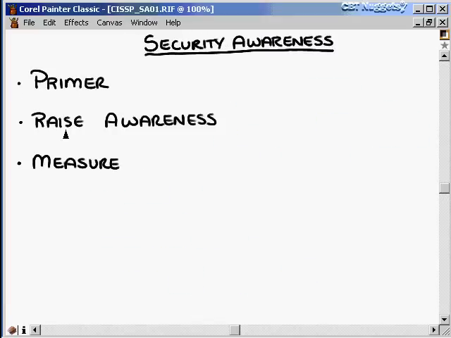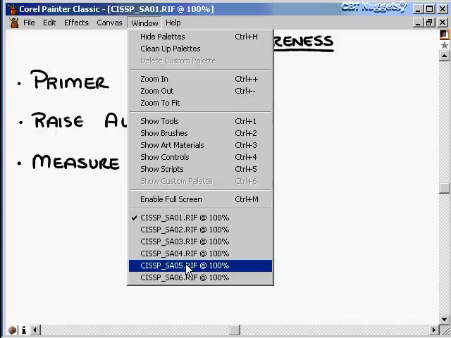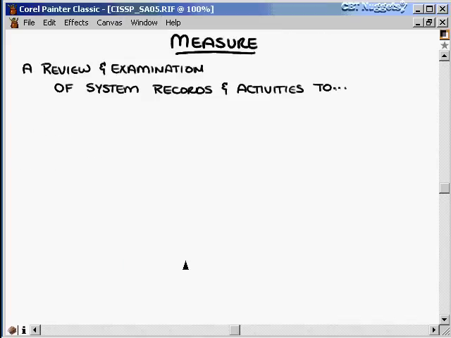And the last area we're going to cover is measurement. How are we going to measure the effectiveness of these measures that we're putting out there for raising awareness and making sure that every individual within our organization knows their responsibilities and how to carry out those responsibilities? So let's look at that measuring.